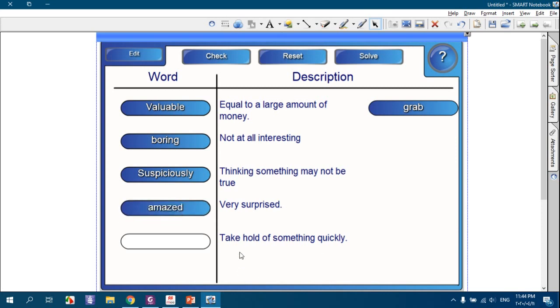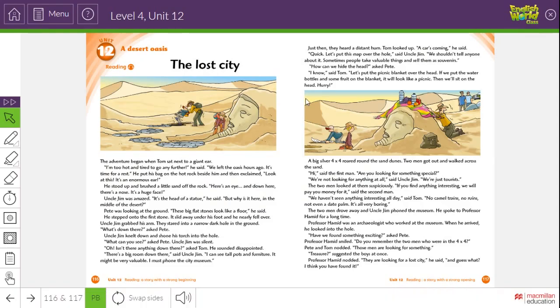Last one. Take hold of something quickly. Like the two boys who were grabbing. Great. Now let's check our answers. Excellent, you are all excellent. Great. Now I want all of you to open your book, your pupil's book, on Unit 12, page 116.